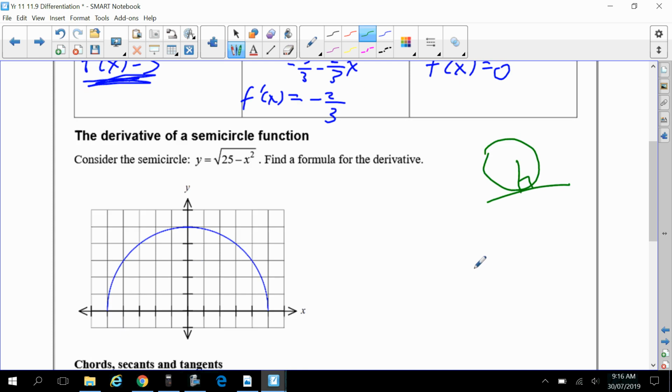How do I do that? Very easy. What's the radius of this circle? Forgot? Oh, revise. What's the radius? Anyone? 5. How do I do that? Square root of 25 is 5. Yes.